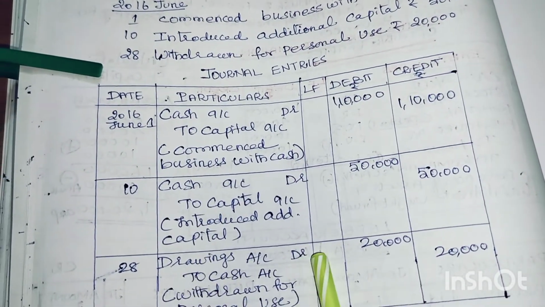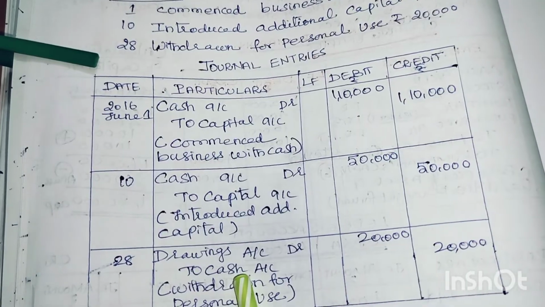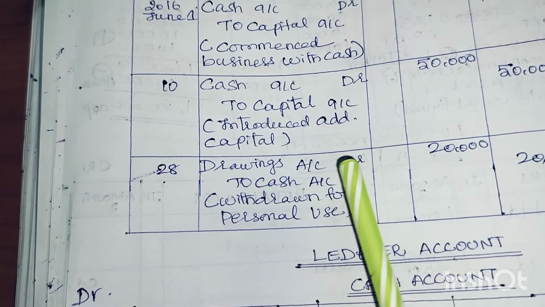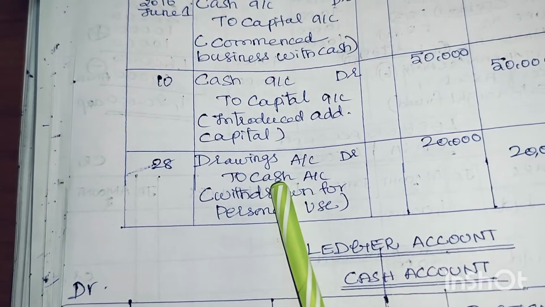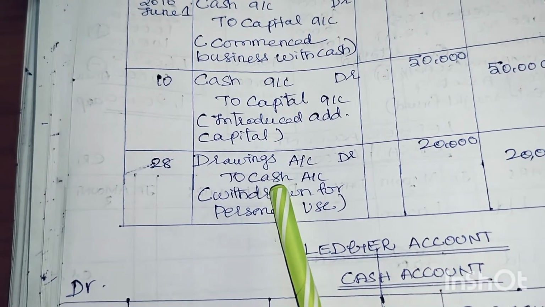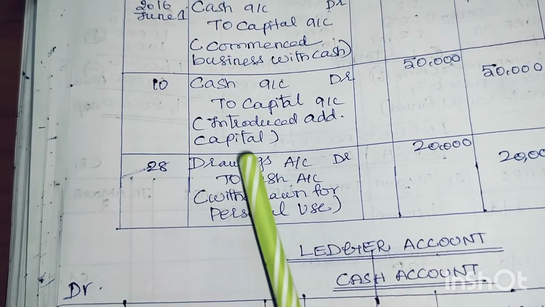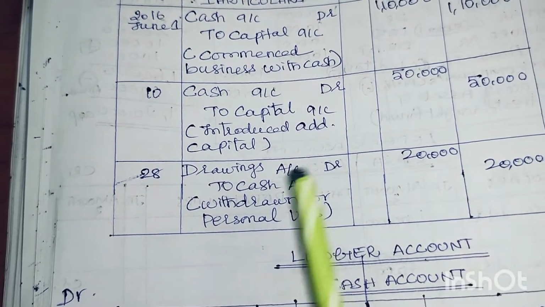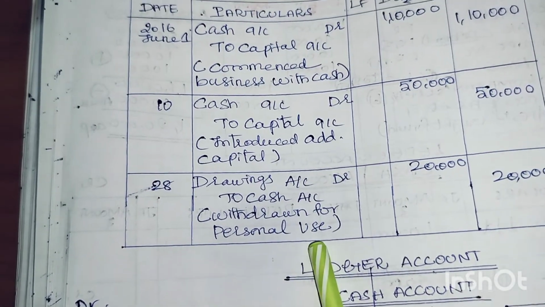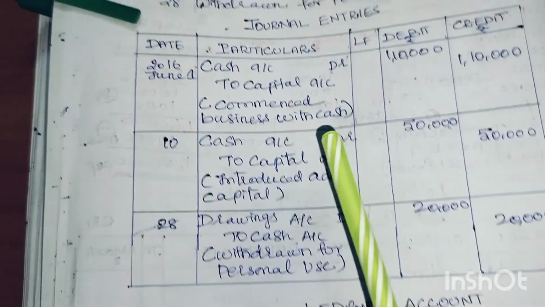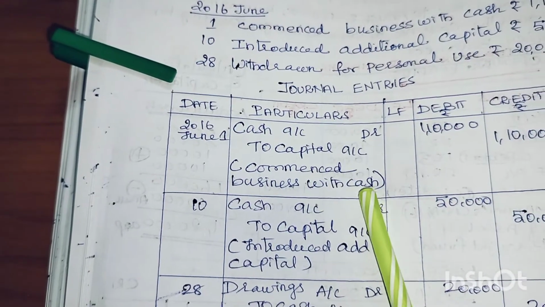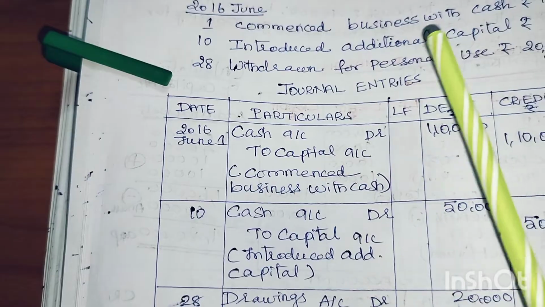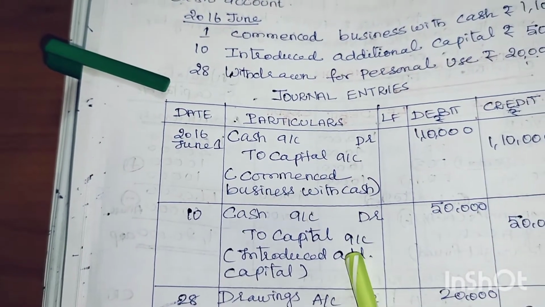So drawing account debited. Whenever you take cash for your personal use, your cash account decreases. Whenever your cash account decreases, you credited that cash account. So what is the journal? On 28, drawing account debtor 20,000 to cash account 20,000 rupees. The narration is withdrawn for personal use, okay. So we pass the journal entries regarding the transactions given here.